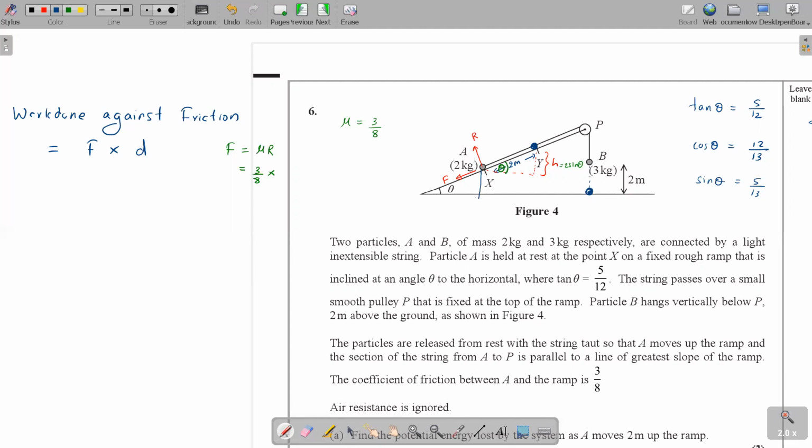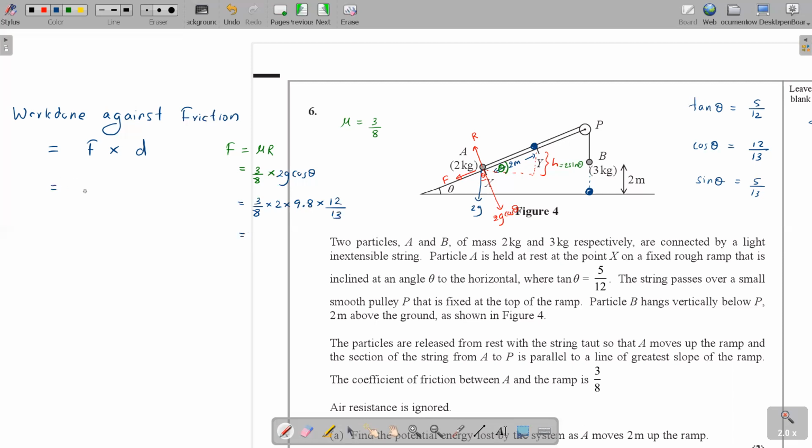So, what do you get here? Normal reaction equals, so that's up equal down. So 2g, that's theta, 2g cos theta. So the normal reaction R is 2g cos theta. So put the value 3/8 into 2 into g into cos theta, 12/13. How much is it? Friction.